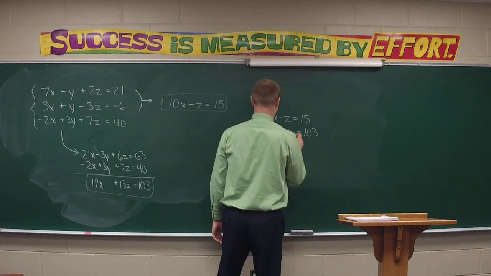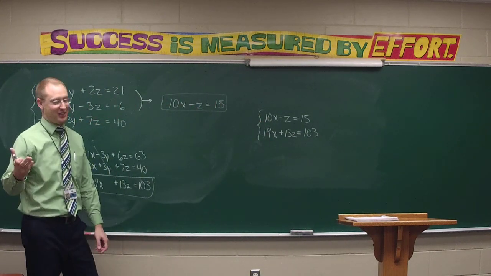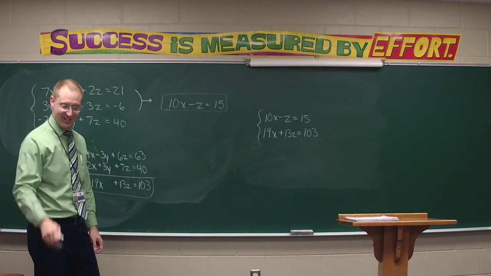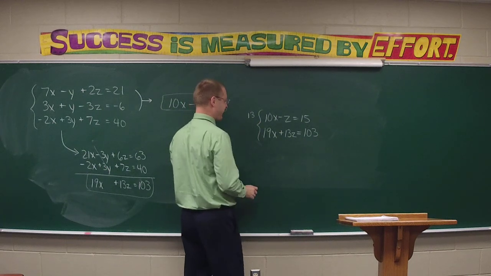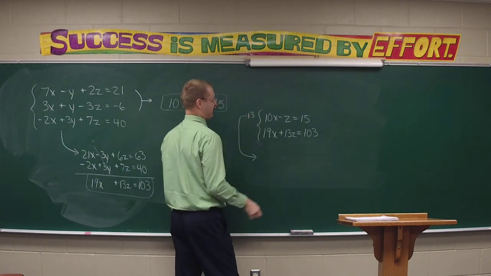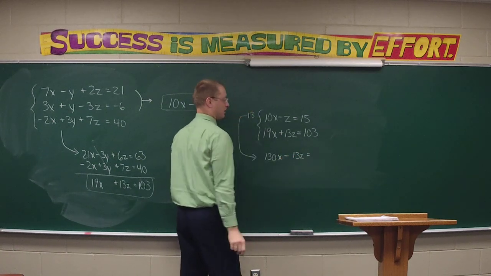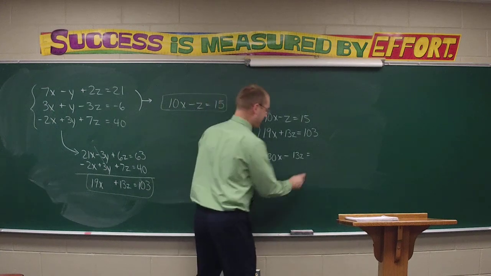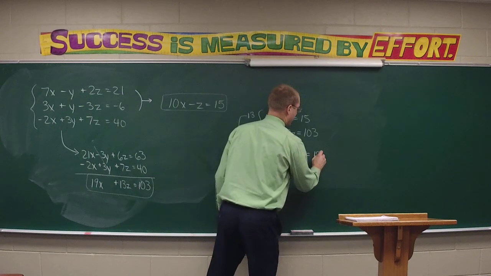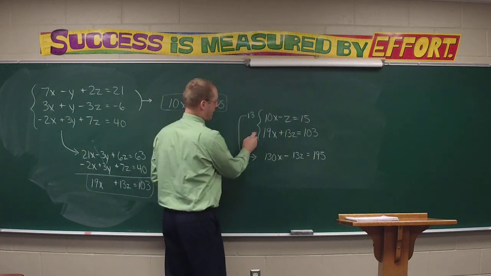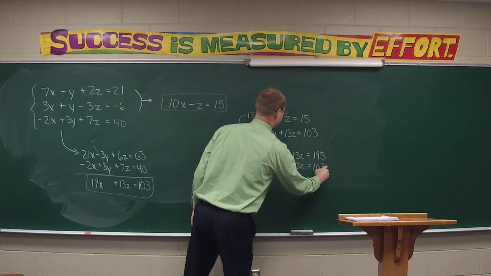Except as I'm writing it, despite them being happy equations, I feel a little sad. I've got to solve this thing, and those numbers look weird. So, Audrey? You multiply by 13. Let's multiply the top by 13. What does that make my top equation? 130x minus 13z equals... Big number. 195. That sounds more like it. Okay. And then the bottom equation, I can actually leave that alone. 19x plus 13z equals 103.